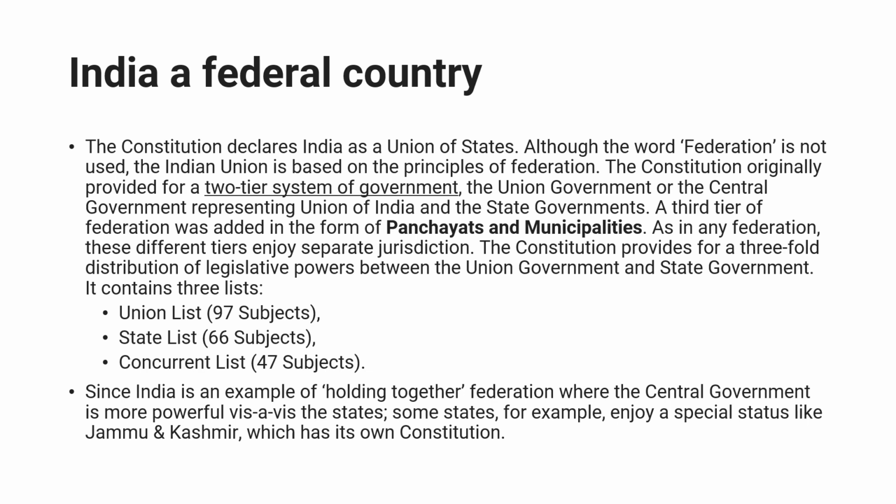As in any federation, these different tiers enjoy separate jurisdiction. The Constitution provides for a threefold distribution of legislative powers between the Union government and state governments. It contains three lists: the Union list, State list, and Concurrent list. Since India is an example of a holding together federation where the central government is more powerful, some states, for example, enjoy a special status like Jammu and Kashmir, which has its own constitution.